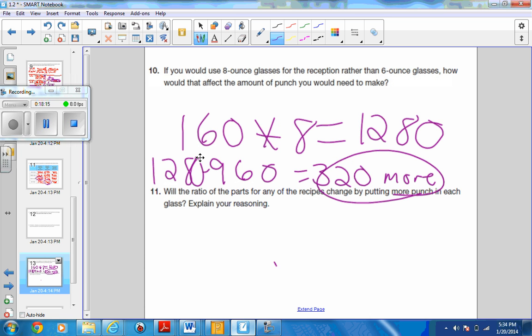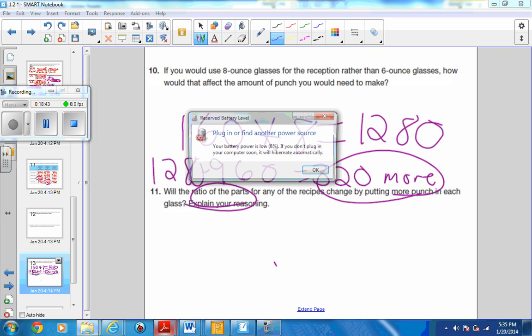All right, and number 11, will the ratio of the parts in any of the recipes change by putting more punch in each glass? So just think about the ratio of the parts. Does that change? Explain your reasoning. Okay, so hopefully you thought about it. The ratio is never changing, right? Whatever parts to the whole is what you need. But the total amount is going to change based on how many ounces you need. So your ratios are not going to change.